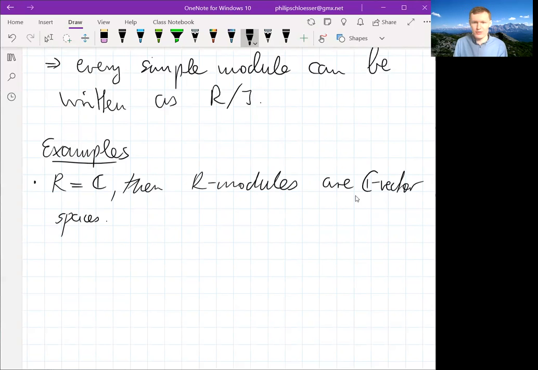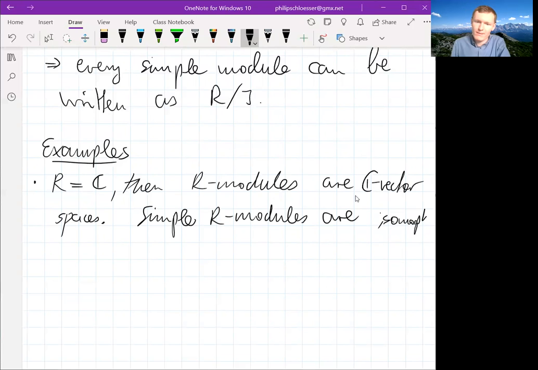What is an example of a simple R-module, or a simple C vector space? Well, you can always find subspaces, except when your vector space is one-dimensional. So simple R-modules are just one-dimensional C vector spaces. So I guess they are isomorphic to C itself.